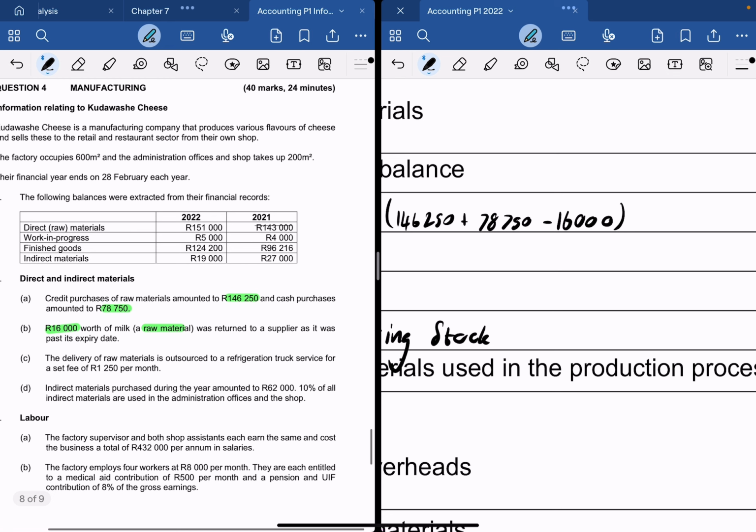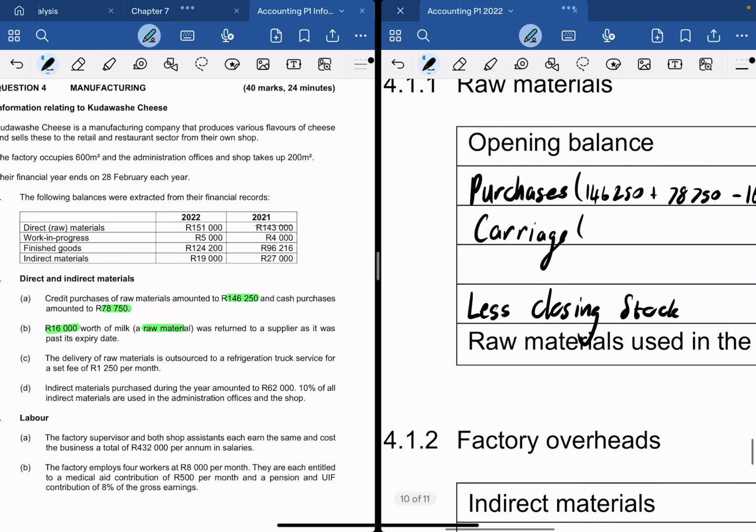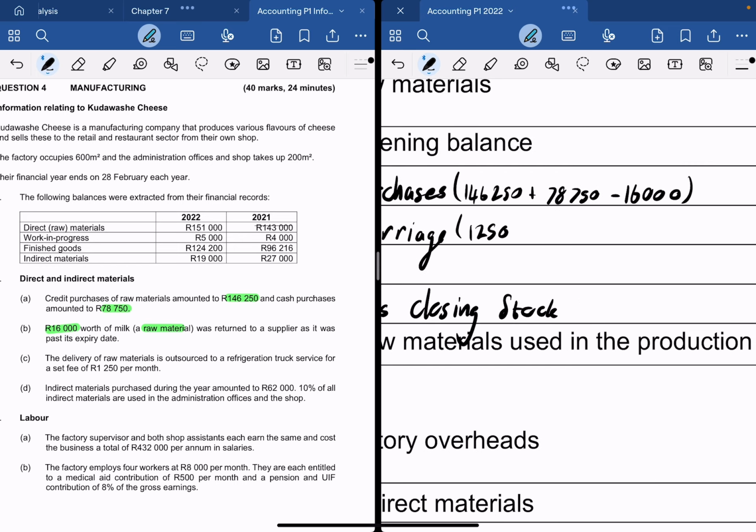And let's just see. The delivery of raw materials is outsourced to a refrigeration truck service for a set fee of 1,250 per month. So remember, carriage is a separate thing. Carriage, 1,250. How many months do we have in a year? We have 12, so 12 times 12.